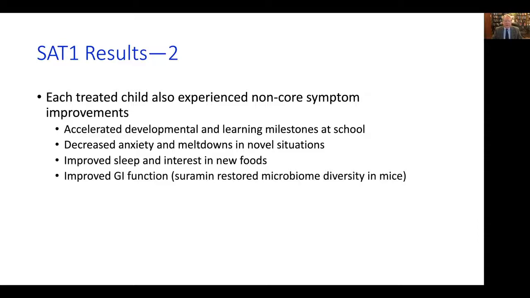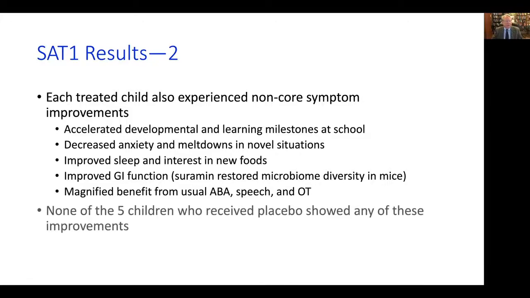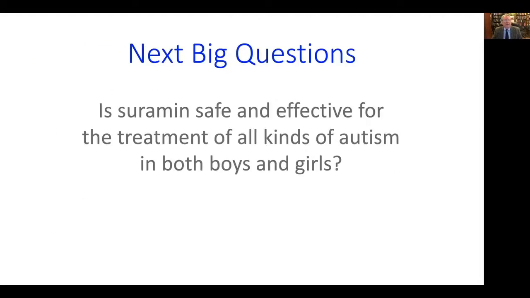and improved GI function. And we do know from mice, although we didn't do this in the children, that Suramin restores the normal microbiome after a month of treatment. And there was actually a dramatic increase, a magnified benefit from the usual ABA, speech, and occupational therapies that the children were going to. And none of the 5 children who received placebo instead of Suramin showed any of these improvements. So the next big question: is Suramin safe and effective for the treatment of all kinds of autism in both boys and girls?